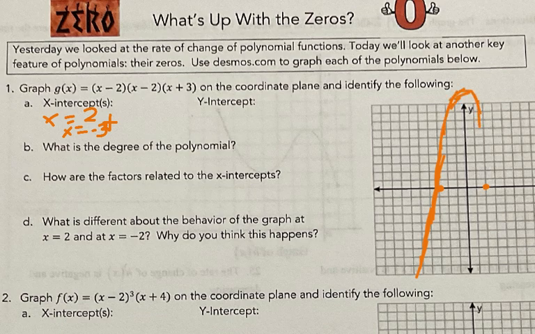All right, then it has to come back. And then does it cross again here at this x-intercept? That's not what it looks like. 3.